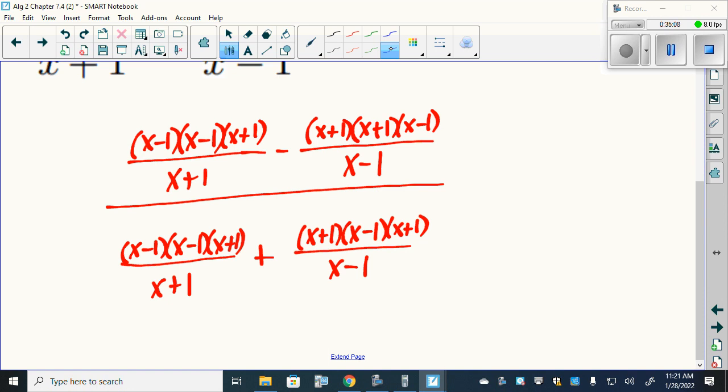Because whenever we multiply any three things together, as long as I don't change what we're multiplying, we're good. Now, x plus 1 and x plus 1 would cancel here. X minus 1 and x minus 1 would cancel. Here, x plus 1 and x plus 1. Here, x minus 1 and x minus 1.